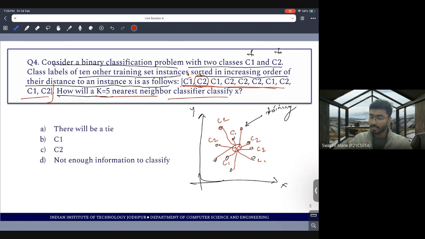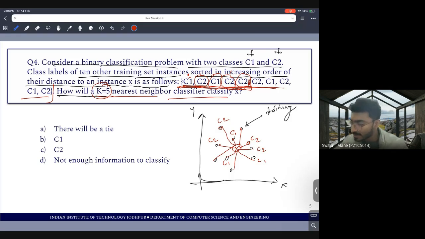Third nearest neighbor belongs to C1 class, right? Fourth nearest neighbor node, or training point, belongs to C2 class. Fifth, like so. Here they have mentioned k is equal to 5. That means we need to consider the shortest distance nearest neighbors. These are the 5 nearest neighbors points. We need to find which class occurrence is higher, greater.